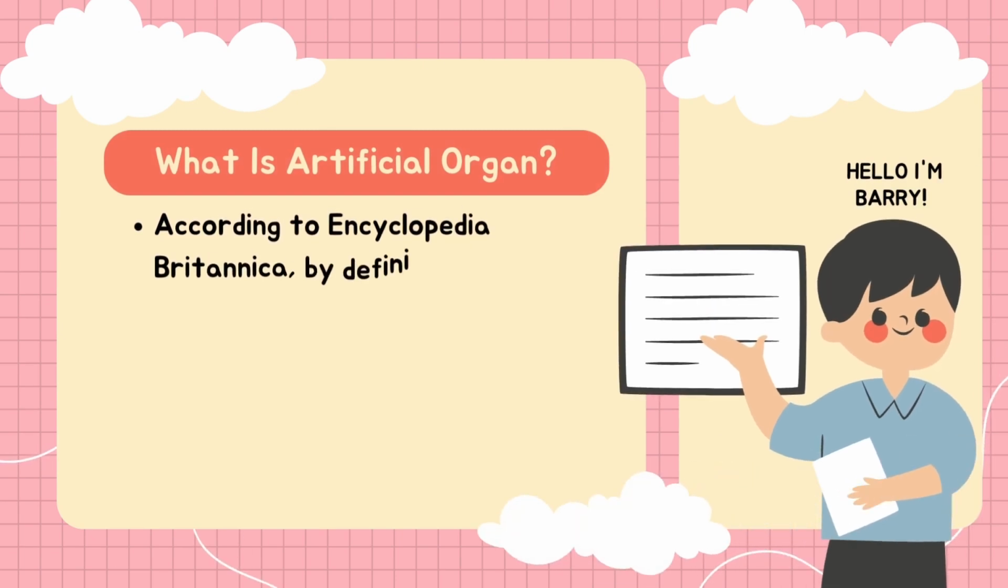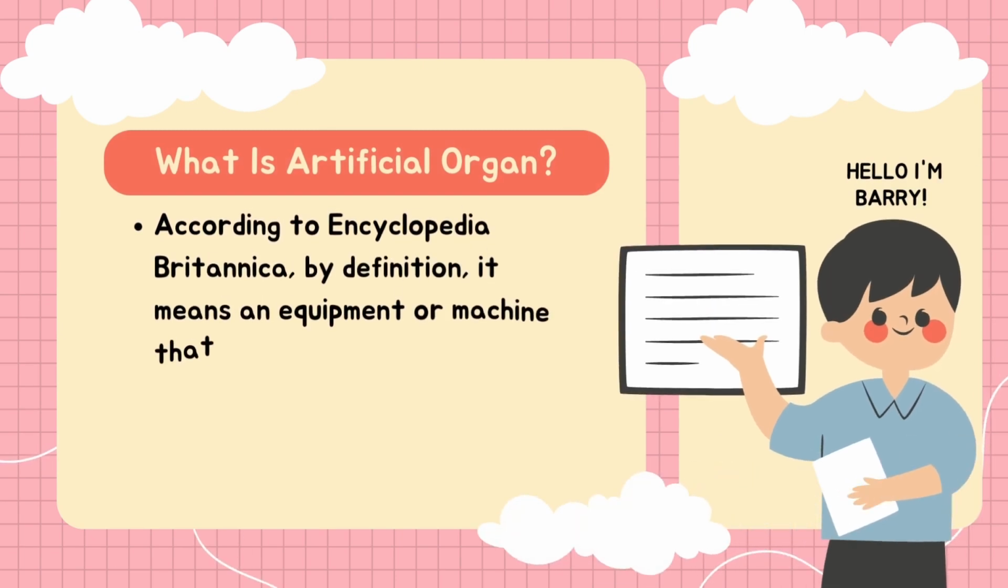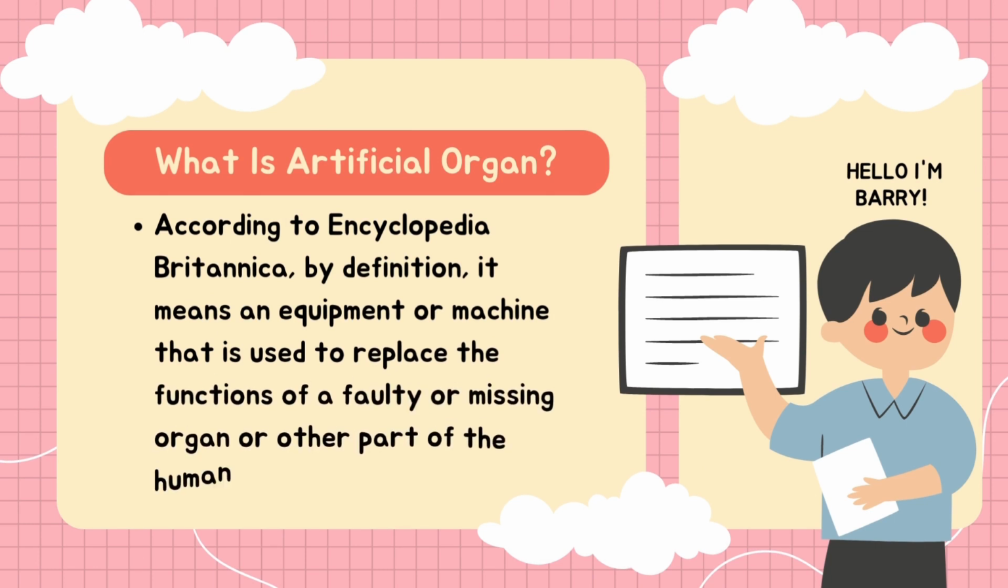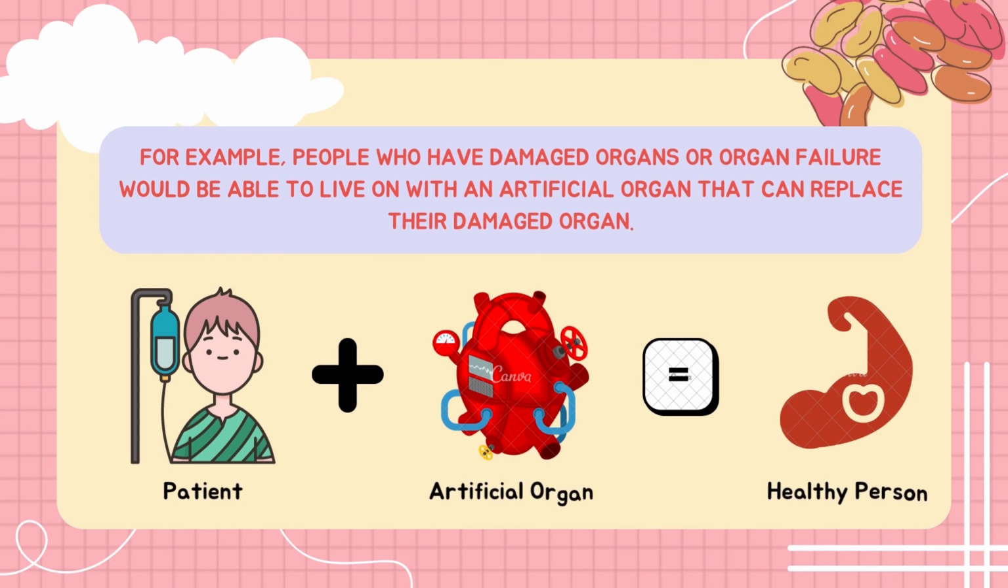By definition, an artificial organ means an equipment or machine that is used to replace the functions of a faulty or missing organ or other parts of the human body. For example, people who have damaged organs or organ failure would be able to live on with an artificial organ that could replace their damaged ones.